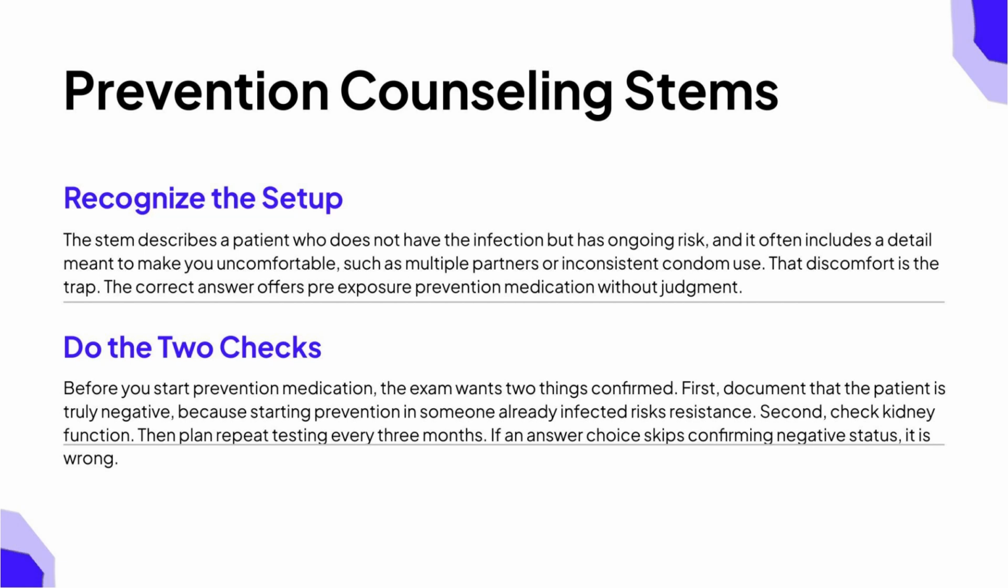Second, do the two checks. Document that the patient is truly negative, because starting prevention in someone already infected risks resistance. And check kidney function. Then plan repeat testing every 3 months. If a choice skips confirming negative status before starting, it is wrong.